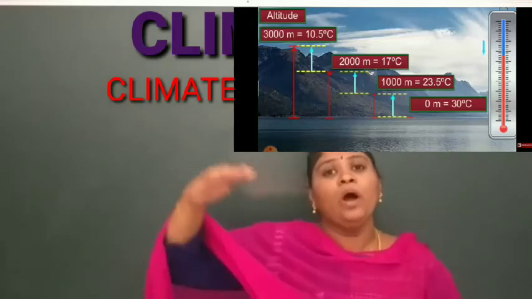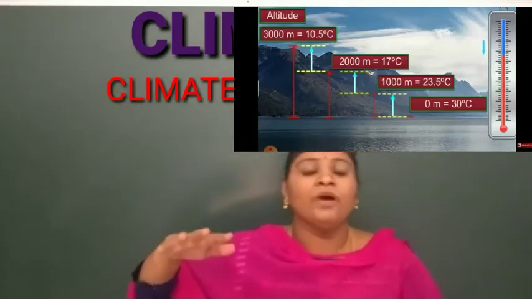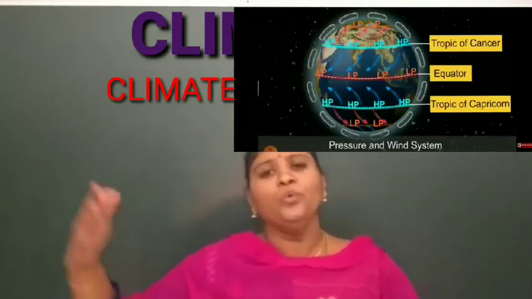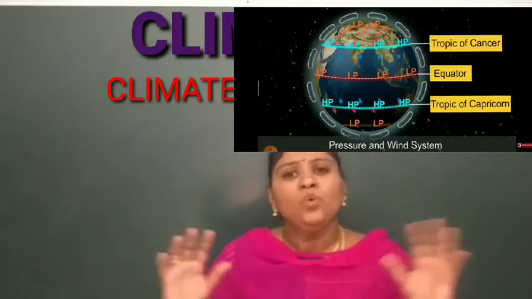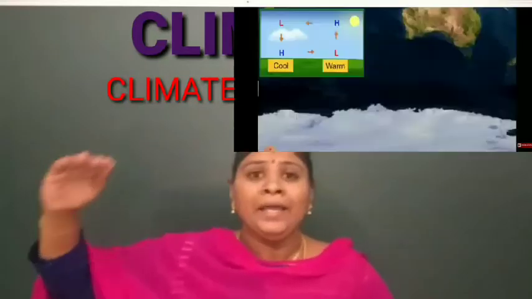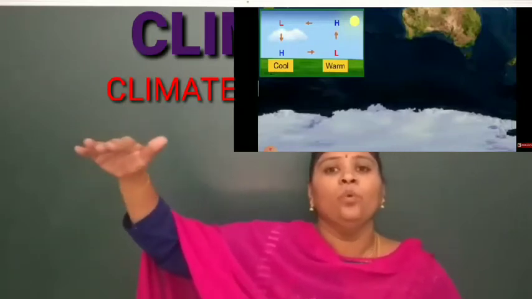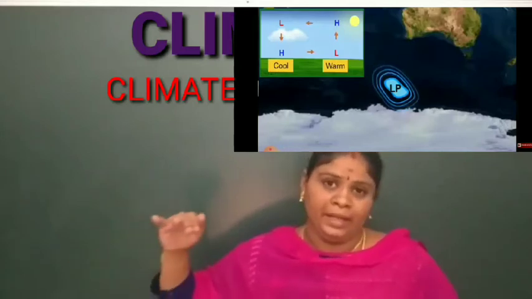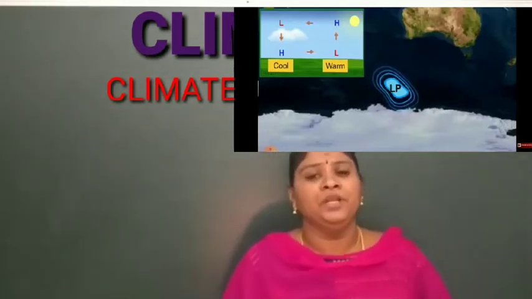So when you go up, the temperature will vary. That is why in hilly areas like Darjeeling, Ooty, Kodaikanal, or places like Shimla, it will be cooler all the time. That is because of the altitude, height. When it is higher, the pressure will be lower, and the temperature will be much cooler in that area. Then the next thing is the pressure of the wind.